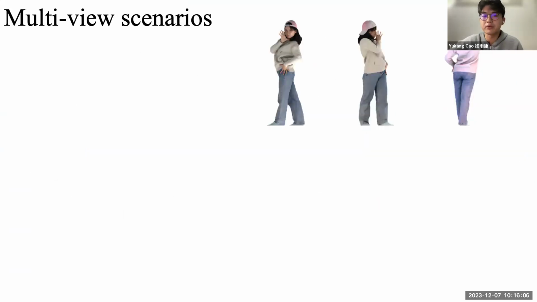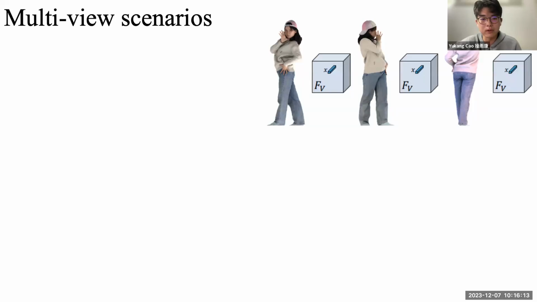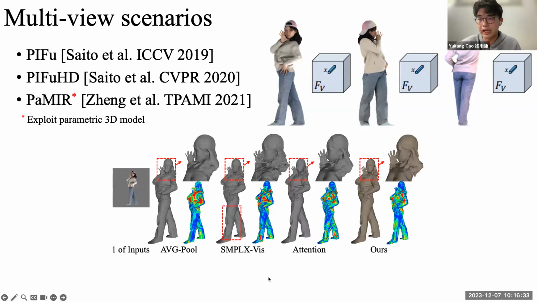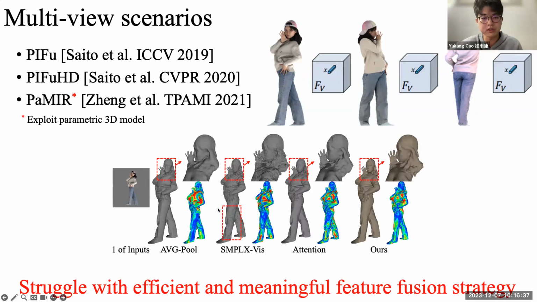Besides single-view human reconstruction, the multi-view scenario is another commonly discussed area. Intuitively, multi-view images provide more sufficient features, enabling us to reconstruct 3D human models with greater accuracy and robustness. Currently, FullHD and Brio can support the multi-view setting. However, they treat the features from different views equally by using average pooling, which may not be the most efficient or meaningful feature fusion strategy.